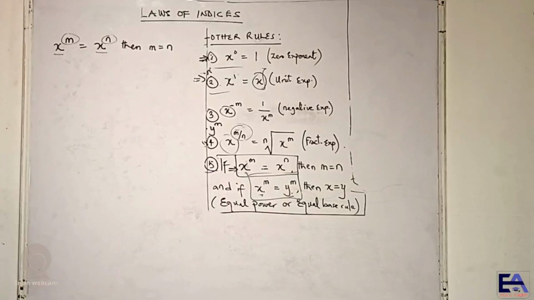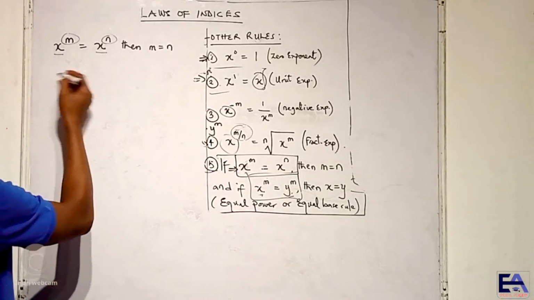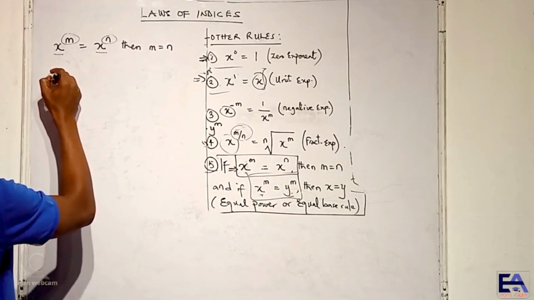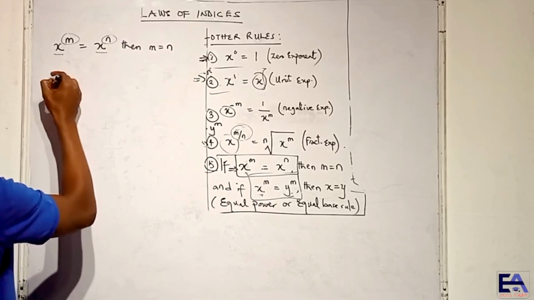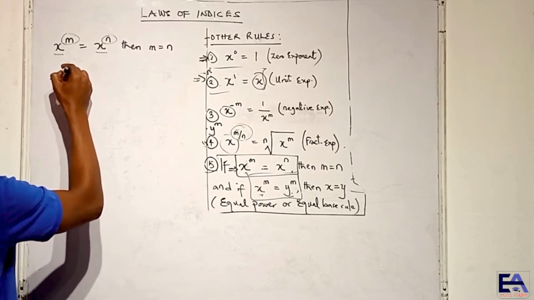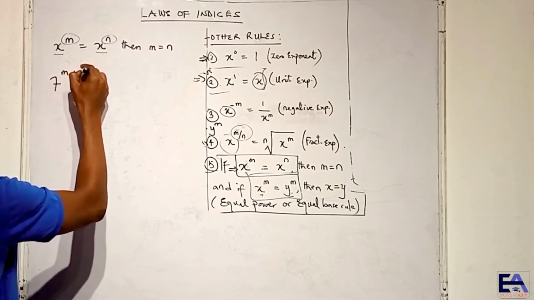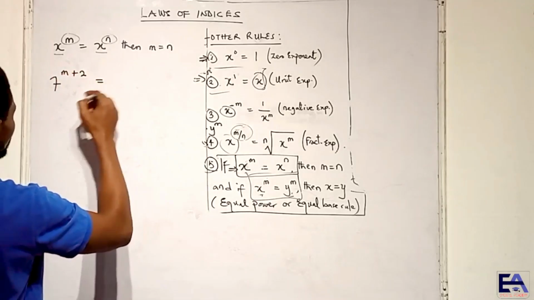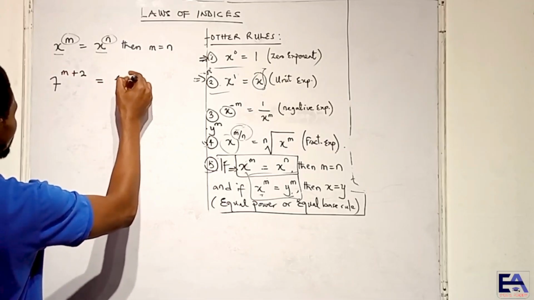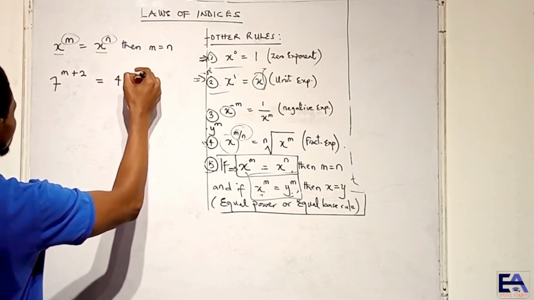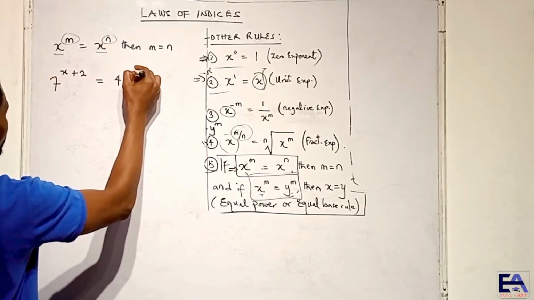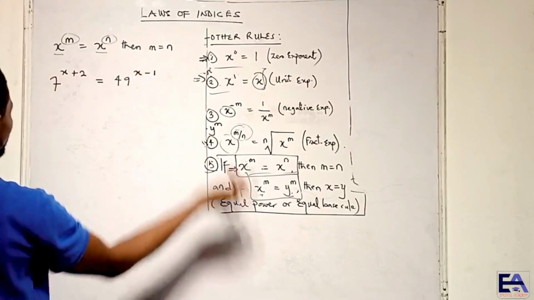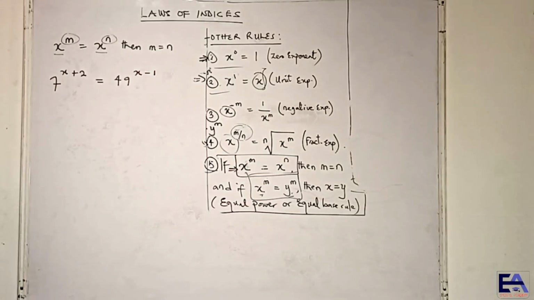All right. So let's say we have a question that says maybe 7 raised power x plus 2 is equal to 49 raised power x minus 1, or something like this. Okay, if you have this kind of case, no problem, it's still fine.